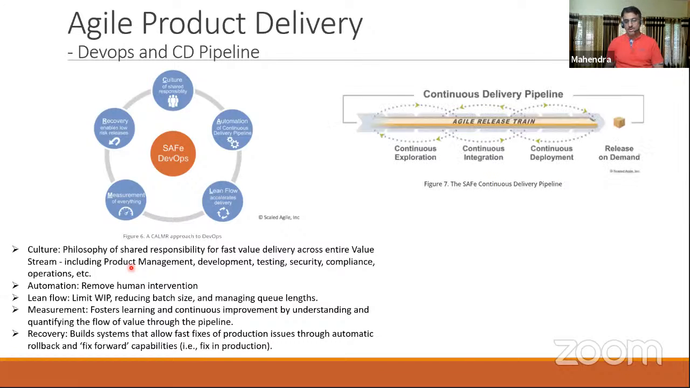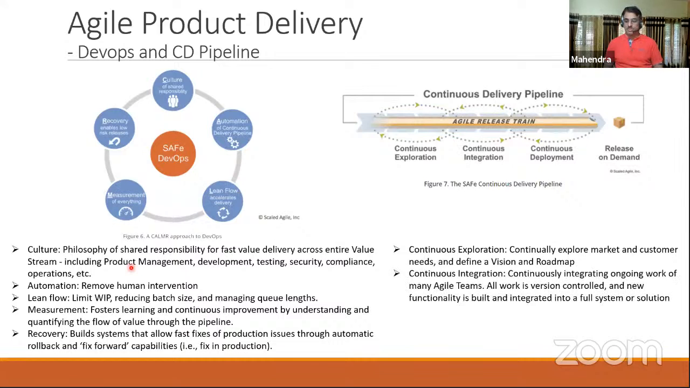The acronym is CALMR. And it's a continuous delivery pipeline. So when you say pipeline, it doesn't mean that I have a Jenkins in place or I have a GitLab in place and a delivery pipeline. It's not what we are telling over here. When you say continuous delivery pipeline, the agile release train is always on a continuous exploration mode. So the vision and the roadmap are always fluid.